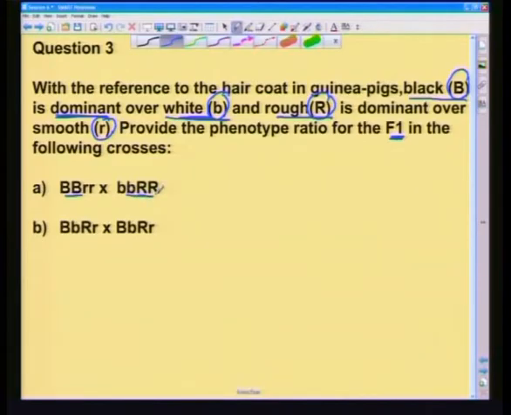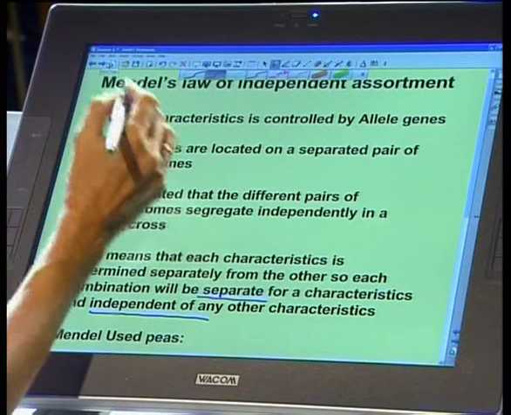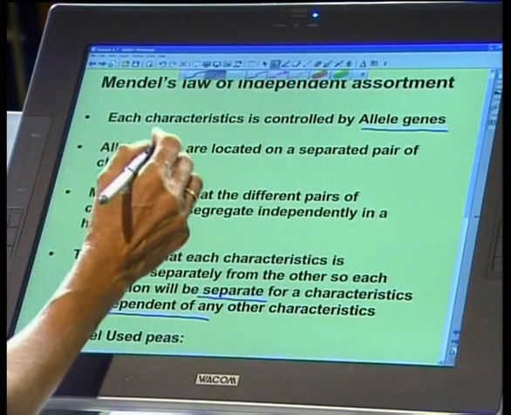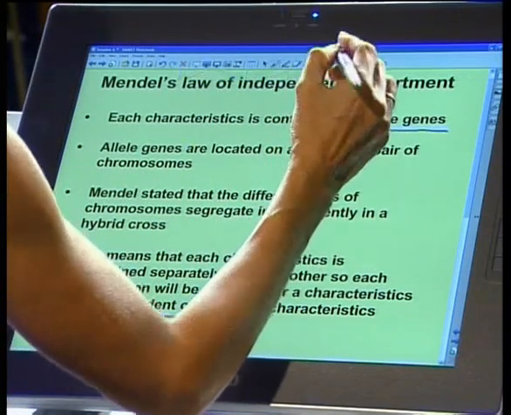Now, before we go into this whole question process, I'm going to recap. We're going to go back and look at Mendel's law of independent assortment. Again, just to refresh your memories. Look at this again. Each characteristic is controlled by allele genes. We know this. Allele genes are located on separate pairs of chromosomes. Mendel stated that different pairs of chromosomes segregate independently.